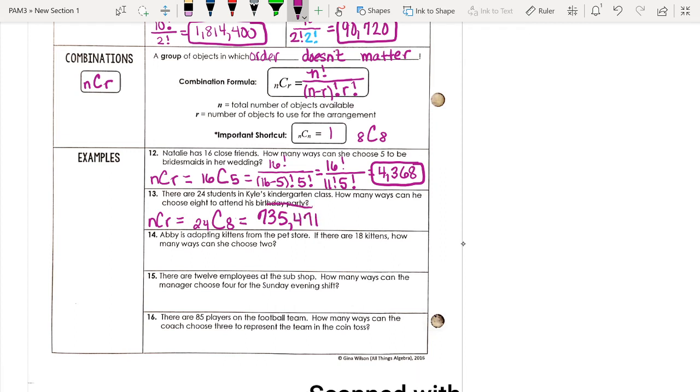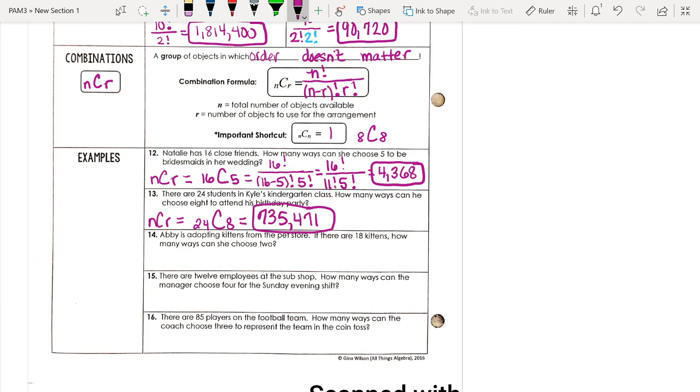735,471. Okay, I'm going to say that again. If you have my calculator, this is how you put it in. You're going to put 24 on your screen. The NCR button is above the 8, so hit second 8, and then you want 8 equals. So 24, second NCR, 8 equals, and you should get 735,471.